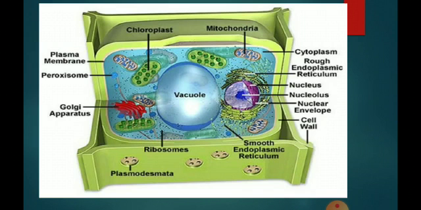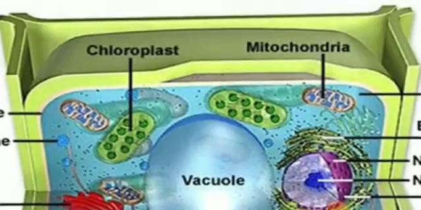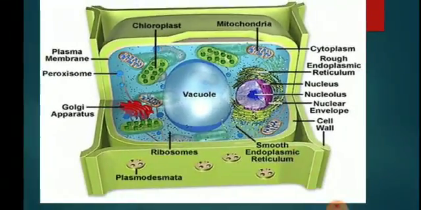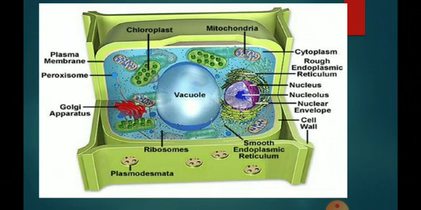Now this chromoplast can be of different types. You will find the green color here, that is the chloroplast. Because of this chloroplast, plants have different colors like green or other colors. So the chloroplast is responsible for the green color because of the pigment in it. Which pigment? That is chlorophyll.